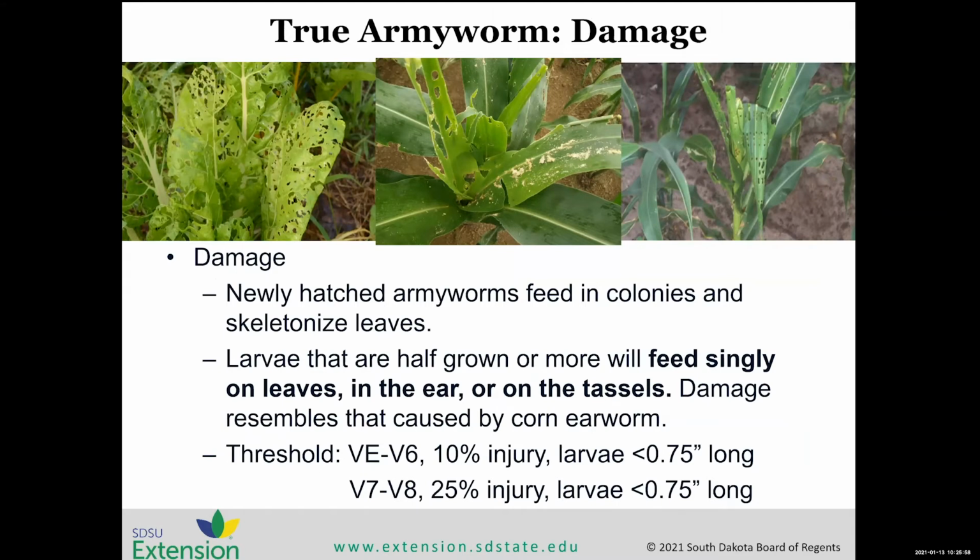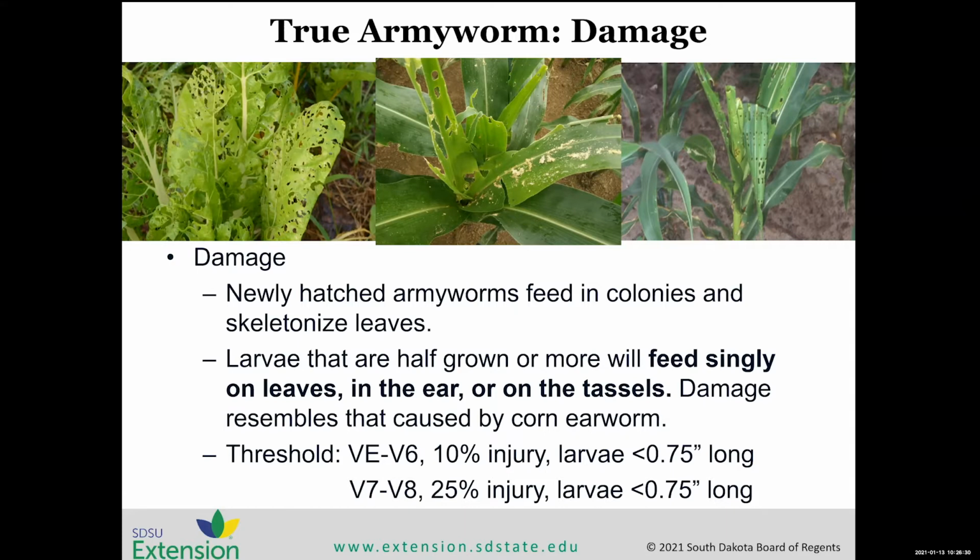Damage: newly hatched armyworms feed in colonies and skeletonize leaves. Skeletonized means they just kind of chew randomly, avoiding a lot of the thicker veins within the leaf. Larvae that are half grown or more will feed singly on leaves, in the ear, on the tassels, and damage resembles that caused by corn earworm. So it will look similar. Now that picture in the top right, you can see an example of that shot hole injury, where you have those holes appearing in a straight line across the leaf.